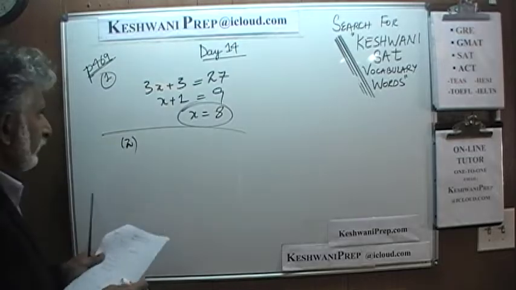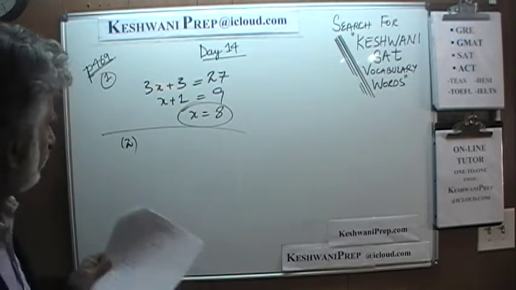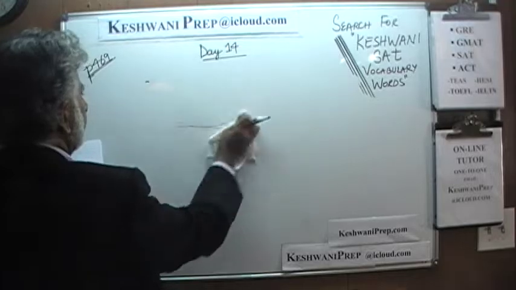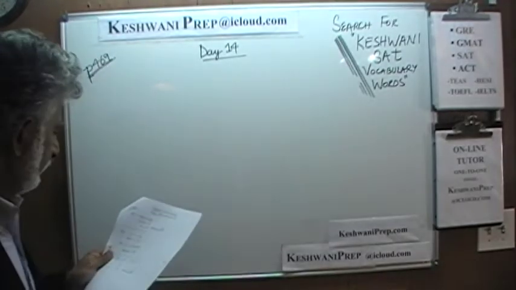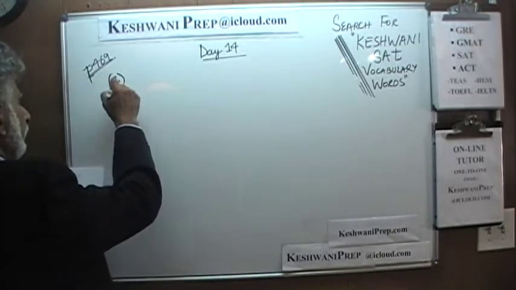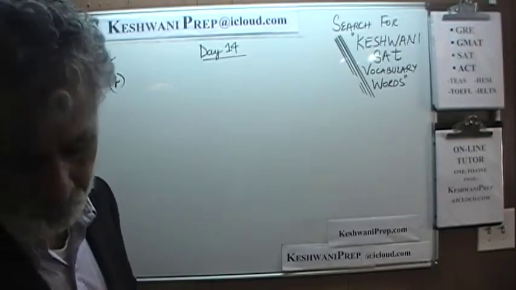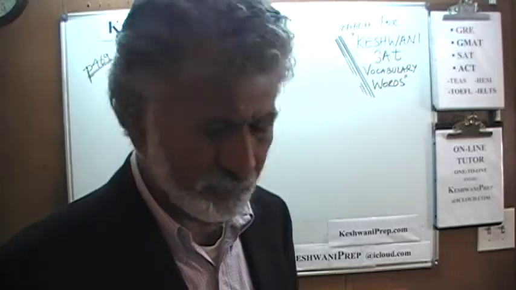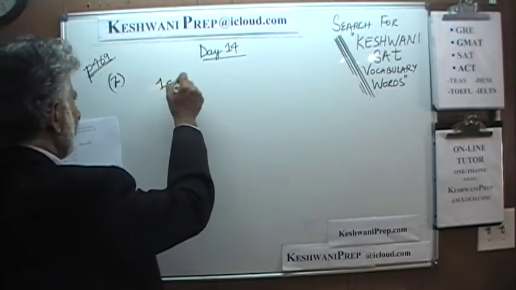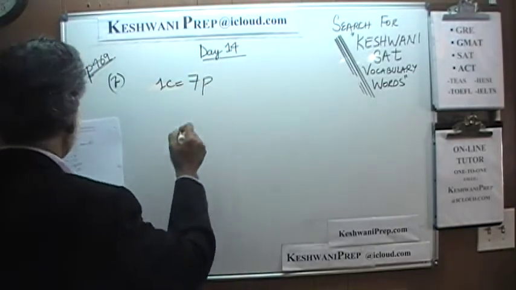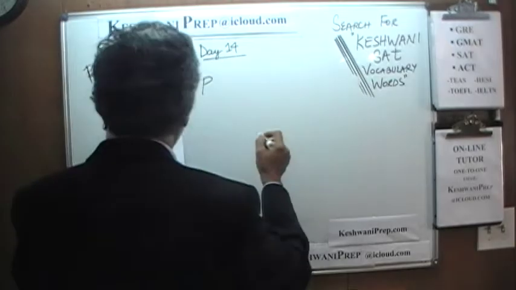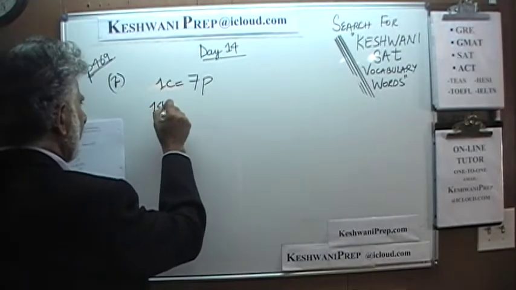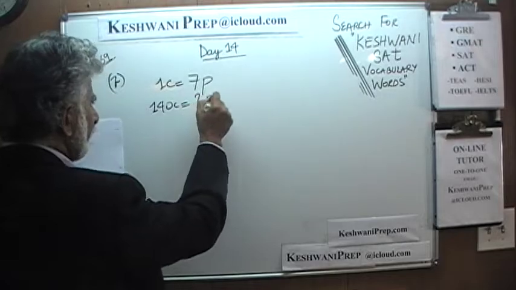Number two. It's a long, very wordy, long-winded problem. You can read it yourself. This is the gist of it. It says that 1c equals 7p. And the question simply is, how much is 140c equal to? How many p is 140c?